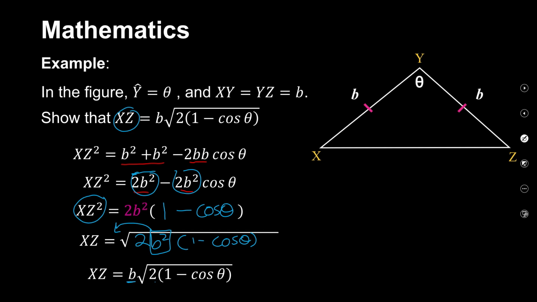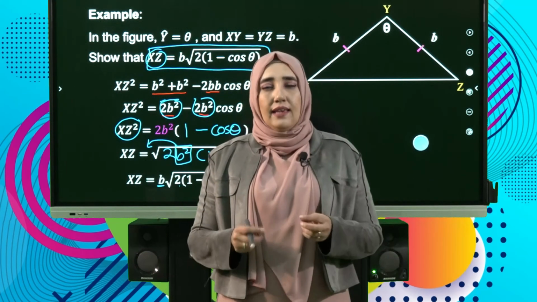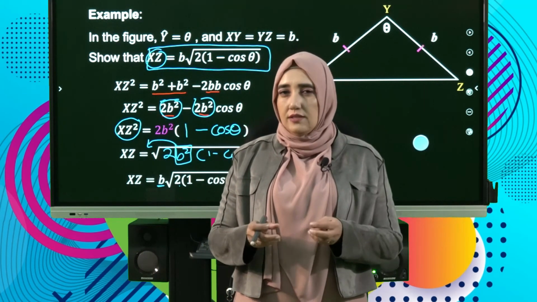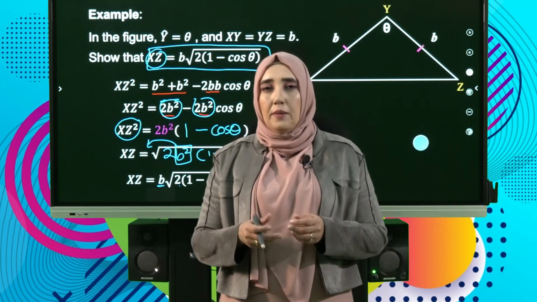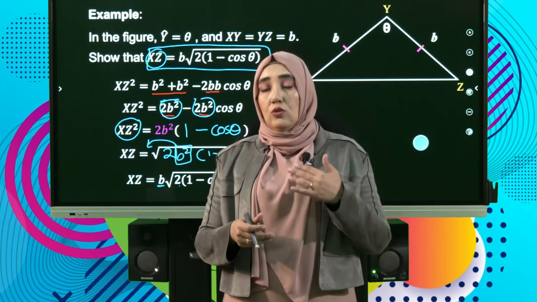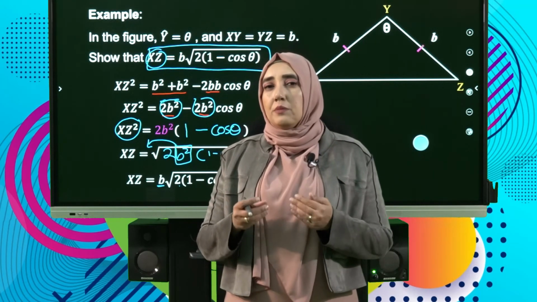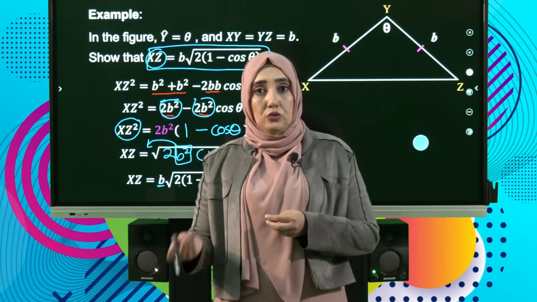Let's go back and see what they asked us to prove. They wanted us to prove that xz is equal to b square root 2 brackets 1 minus cos theta, and that's exactly what we've proved. Okay, so it does get a little tricky when there are variables instead of numbers, lengths of sides and angles. But eventually, if you apply the rules in the order that we do, it'll make it a bit easier for you to decide which rule you need to apply.